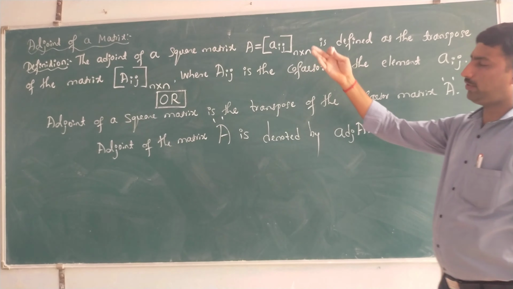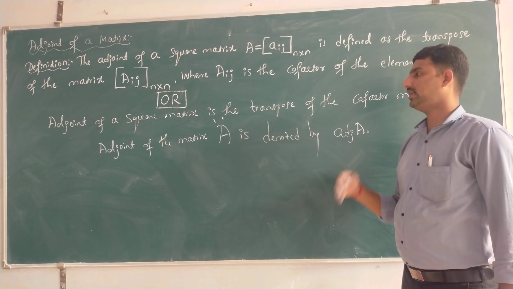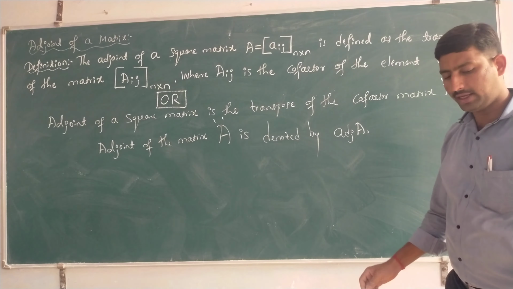You can write either this definition or this definition, both are equal. Then what is the adjoint? Before finding the adjoint, our job is to find the cofactor. Once you get the cofactor, its transpose is nothing but the adjoint. Dear students, what exactly does the definition say? First our job is to find the cofactor. Once you find the cofactor, its transpose gives the adjoint of a square matrix.